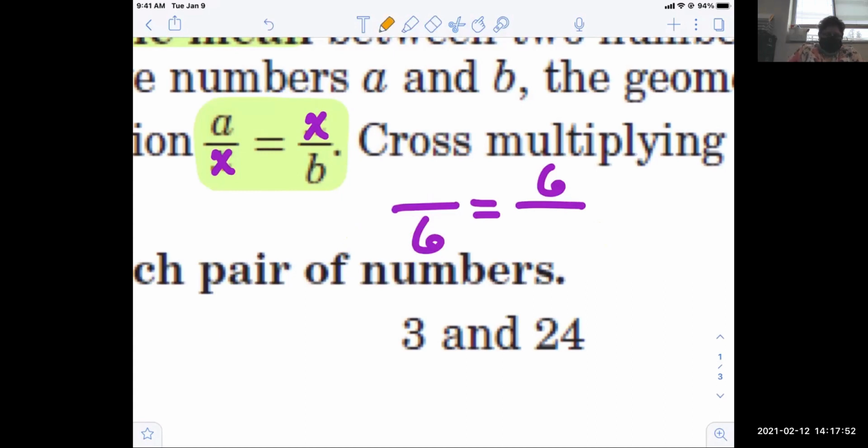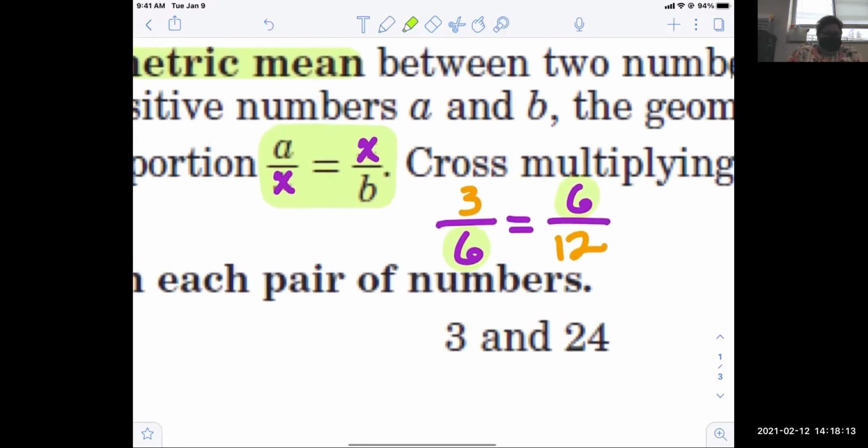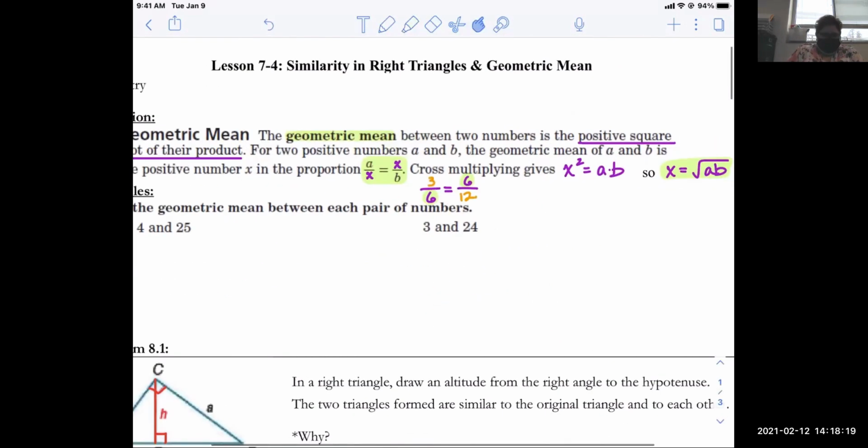Let's make it simpler. Let's say that this is 3 over 6, which is 1/2. What does that number need to be? 12, right? So that's an example of geometric mean. 6 is a geometric mean between 3 and 12, because 3 times 12 is 36, and the square root of that is 6. So a geometric mean is a number that fills in that proportion where they're in opposite corners like that. Again, two different ways you can think of it.